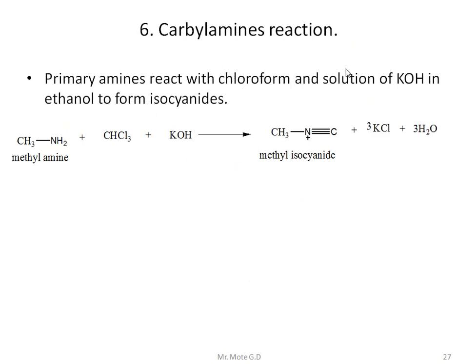And the sixth method, carbylamine reaction, when the primary amine is treated with chloroform and KOH to form methyl isocyanide and KCl and water molecule. This test also we can use for the identification of amines.